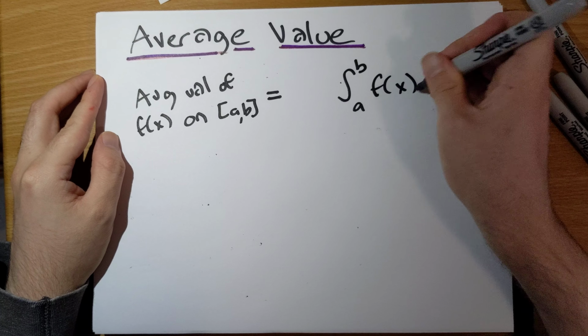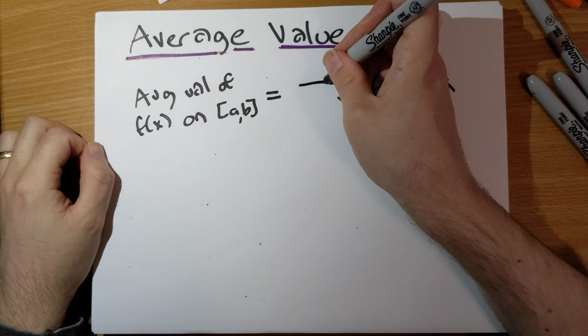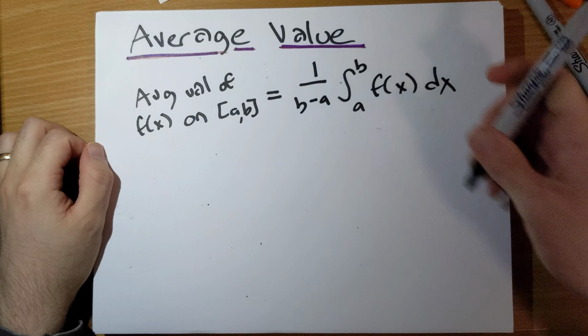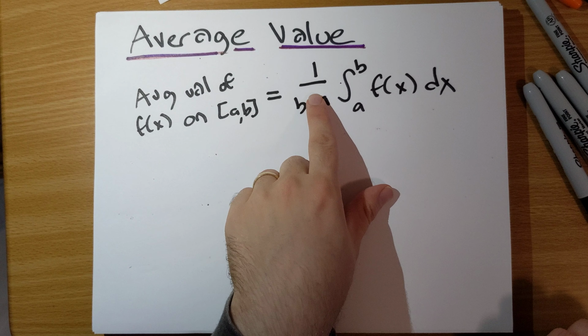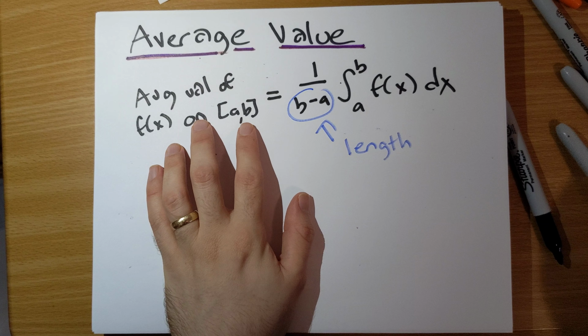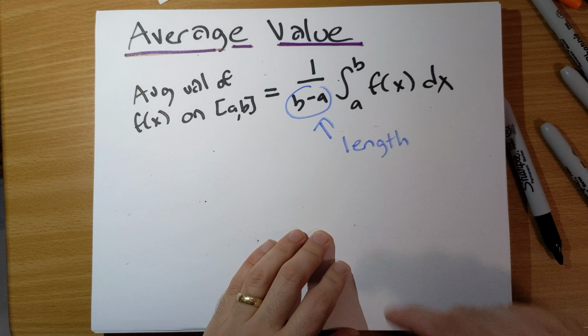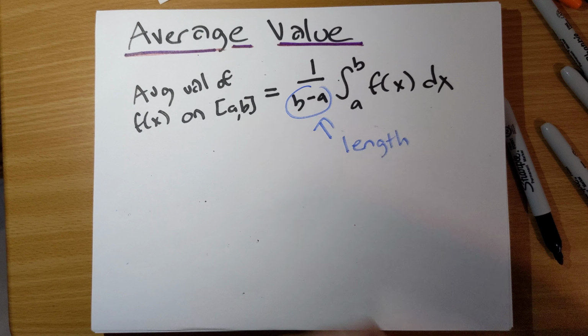You integrate f of x from a to b, you calculate out this definite integral, and then you divide by b minus a, where this b minus a is the length of the interval. So we integrate f of x on the interval from a to b, and then we divide out by the length.